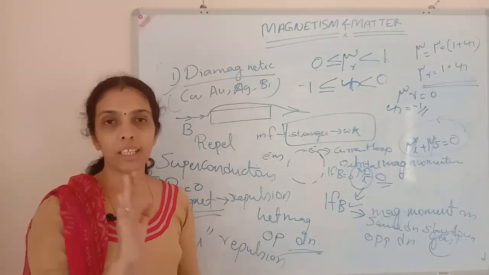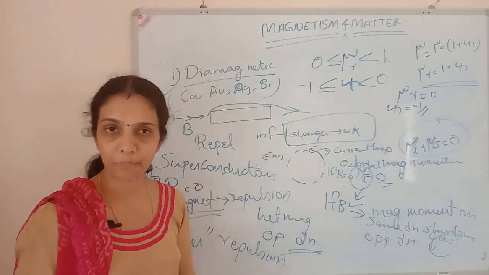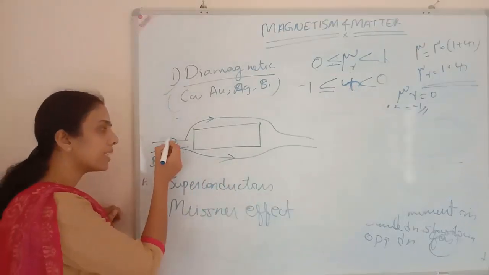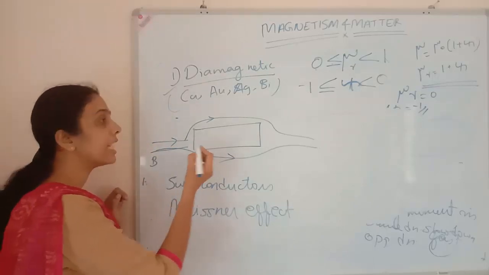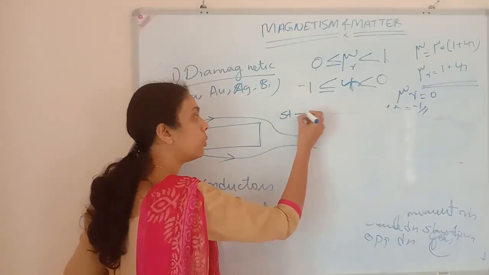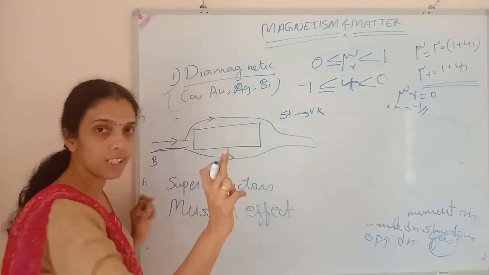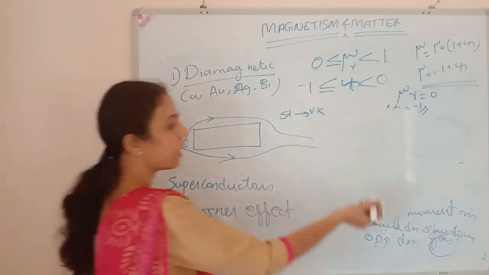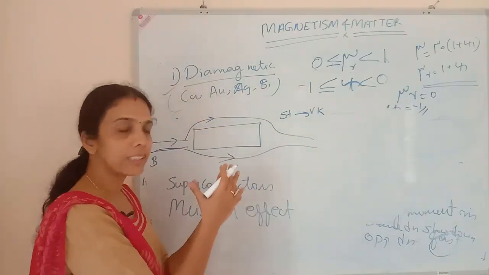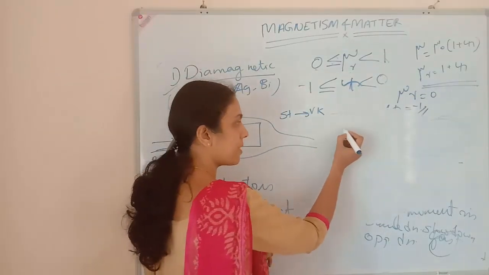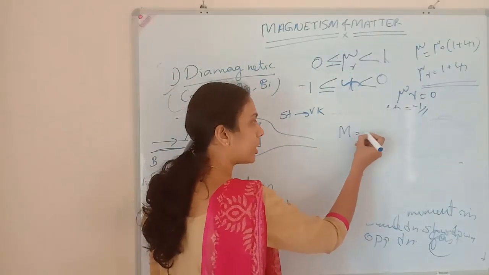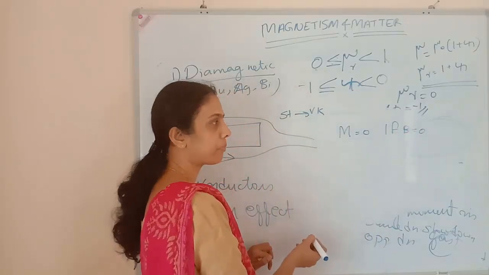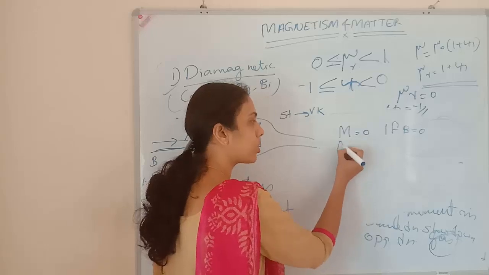I'll tell you the important points of this diamagnetic material once more. In the case of diamagnetic materials, when we apply an external magnetic field, what will happen? It will move from stronger to weaker field. That is the first point. And what is actually happening inside the diamagnetic substance? The total magnetic moment is equal to 0 if we are not applying any external magnetic field. M is equal to 0.